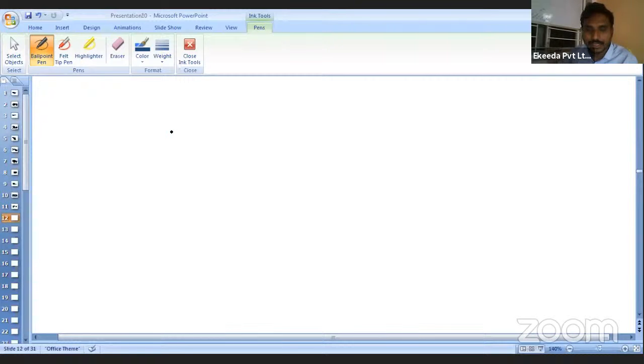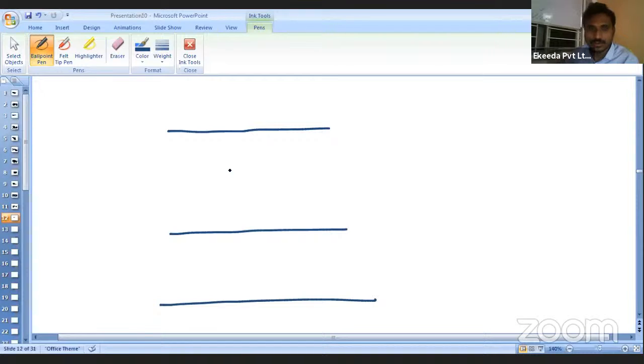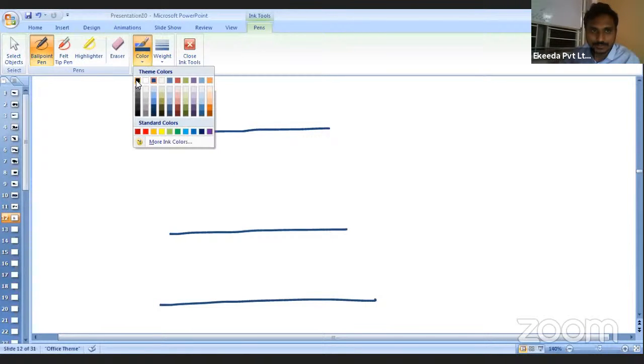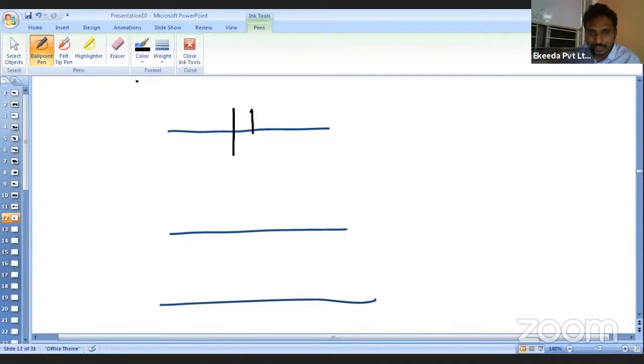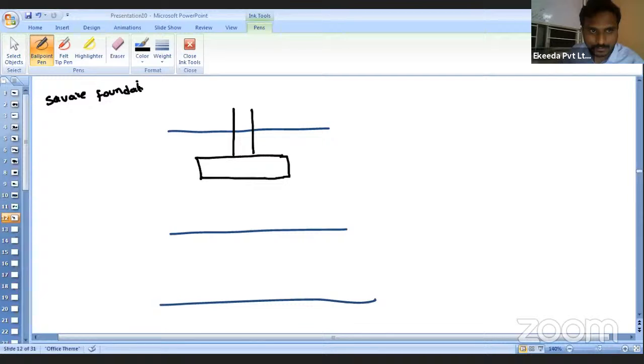Again I am drawing here. So let us say that we have constructed a foundation like this, and let us assume that it is a square foundation. Okay, and let us assume that it has dimensions of 3.6 meter by 3.6 meter.